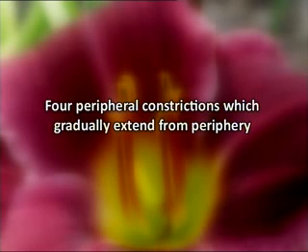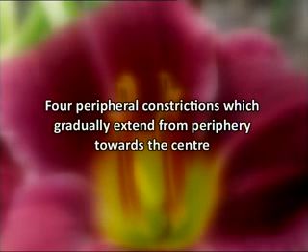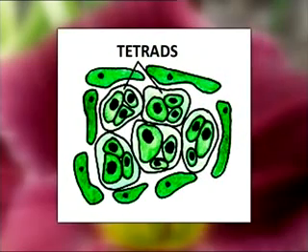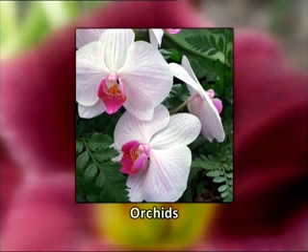At this stage, 4 daughter nuclei lie in the common cytoplasm. The wall formation begins in the form of 4 peripheral constructions which gradually extend from periphery towards the center. These constructions eventually meet at the center of the cell and divide the cytoplasm into 4 haploid microspores. The microspores of a tetrad are separated from each other by callose wall. There is also no connection between the microspores of different tetrads in the anther locule. However, in some orchids, microspores do show cytoplasmic connections.